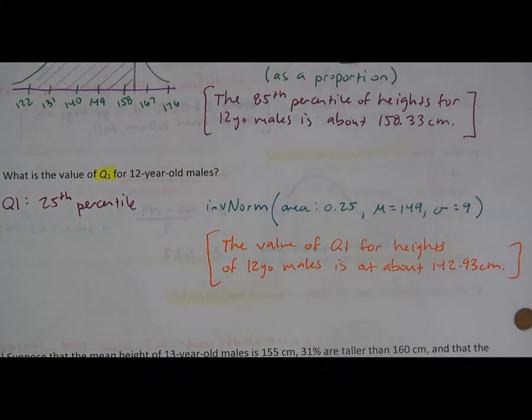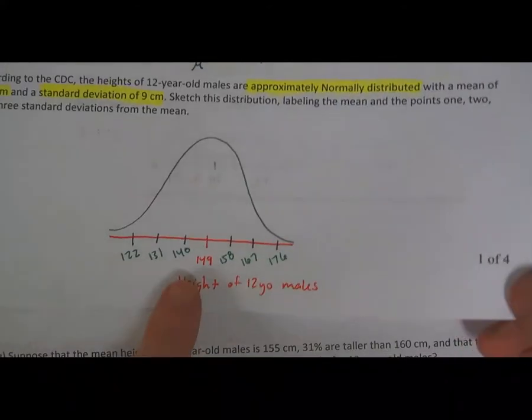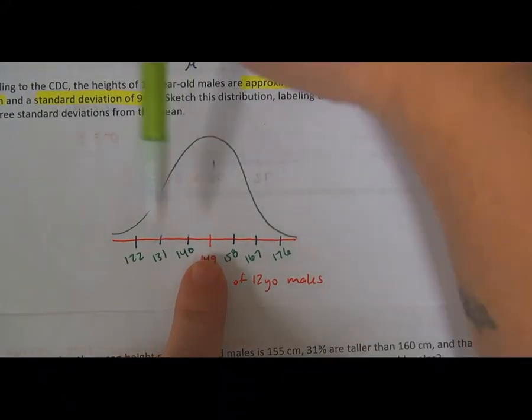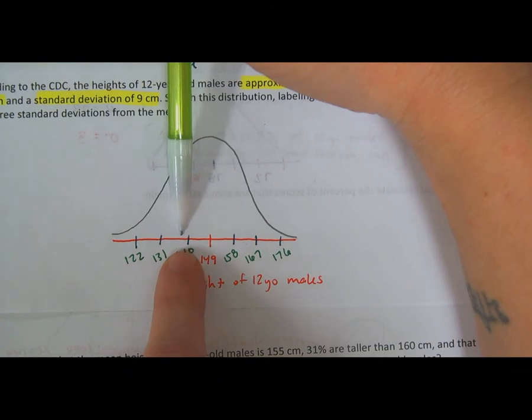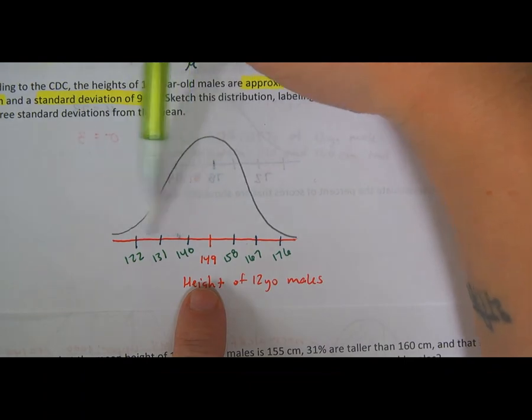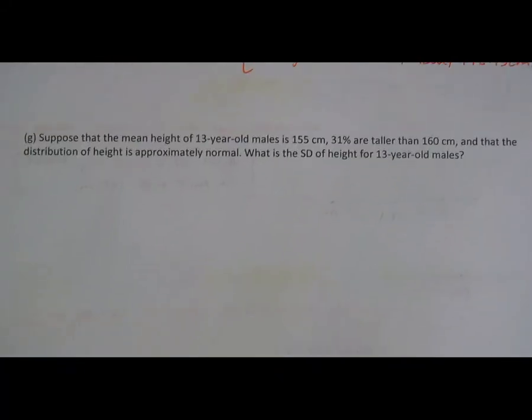I'm at least going to check with a picture that I drew earlier of this distribution of heights. Look at the guy who's 142 centimeters tall, and that's going to be a reasonable estimate for quartile 1, 25%. Okay, the last one's kind of challenging, so try and stick with me.